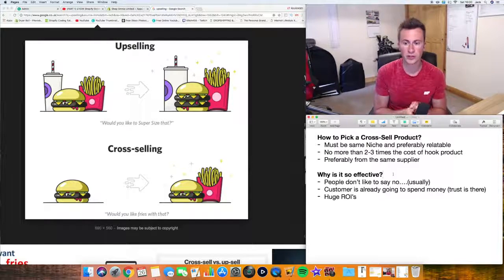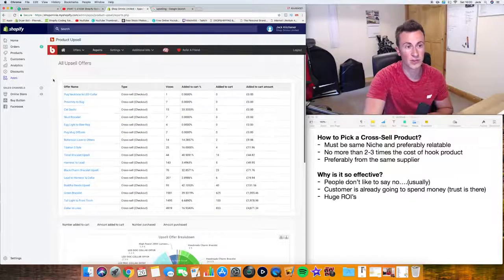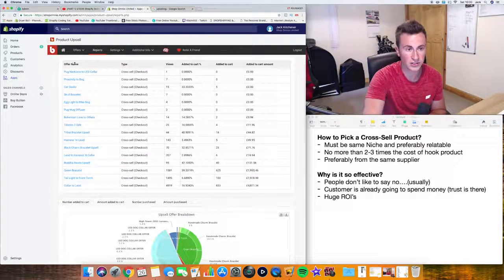Point three, then, huge ROIs. I'm going to show you guys some of the results that my upsell products have got. The app we use, I think I'm paying £90 a month for the app I use, but you'll see in a minute just the potential return on your money that you'll get. So this is the back end of my store, and the app that we're going to be using is Product Upsell. So as you can see, here are some of the offers that I've got running.